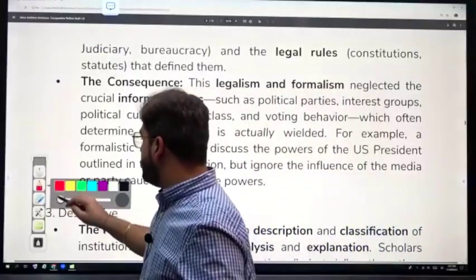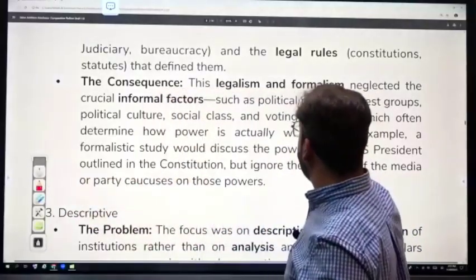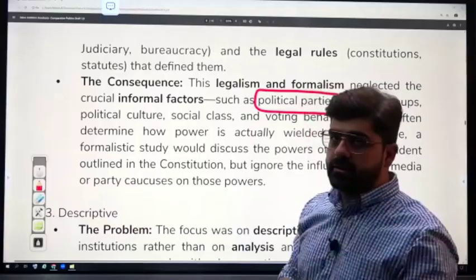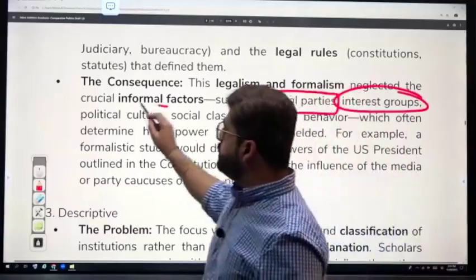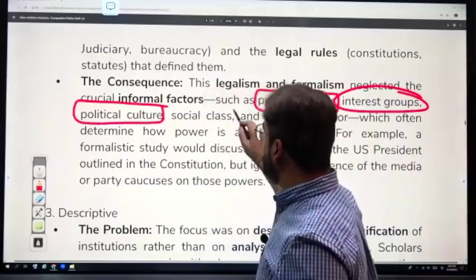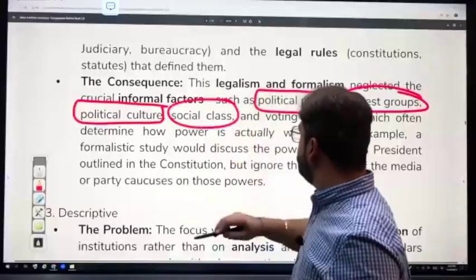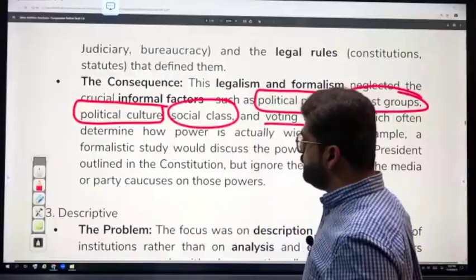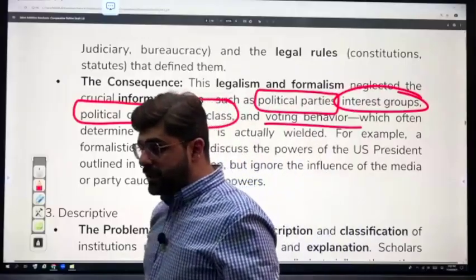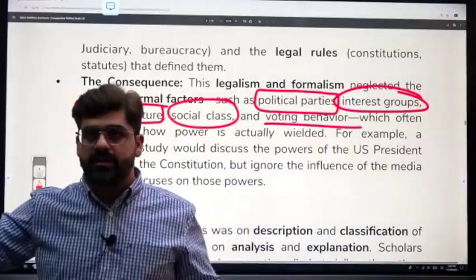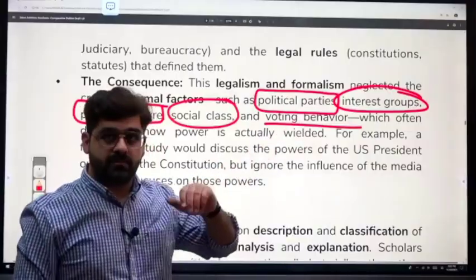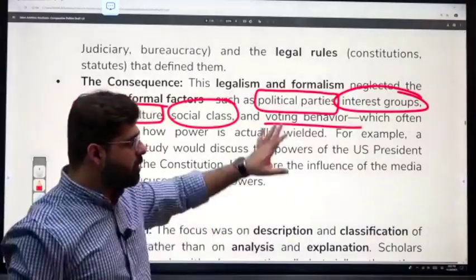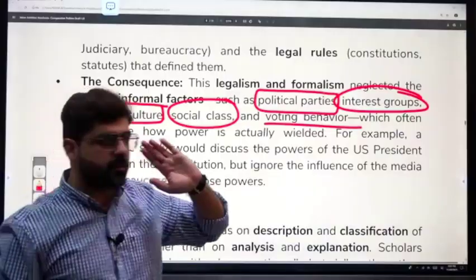Crucial informal factors include political parties, the study of political parties, the study of interest groups. What is the political culture of a country? What is the social class? What are the voting behavior? Now, if you remember, in the Indian government and politics part, we have said that voting behavior is a part of the recent studies. They're not a part of previous approaches.